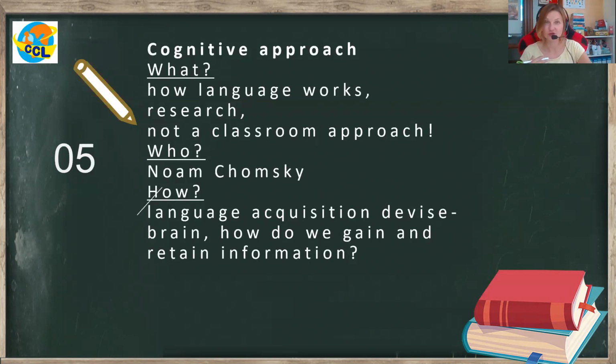How did they do it? Instead of techniques, experts focused on characteristics of the learners' brains and strategies they can use to improve their learning. Okay, so language acquisition device would be the brain, and how we gain and retain information is very important to know, to have this theoretical knowledge and research and be up to date with the latest research on a learner's brain to understand and to teach better, right?